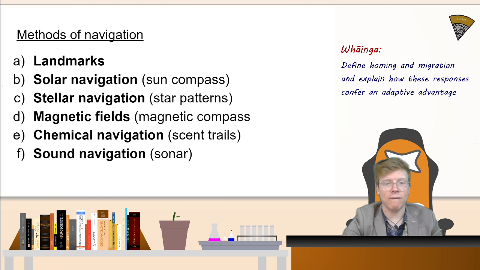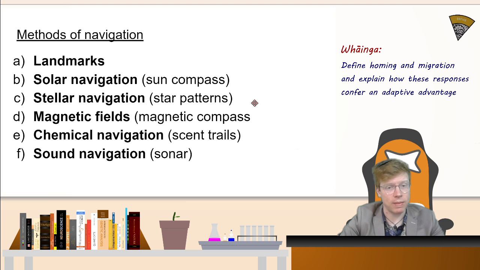Now, there are 6 methods of navigation which you probably have to be aware of in order to properly understand just how most species are able to navigate through our world, either in the form of homing or in the form of migration, these complex methods of navigation.